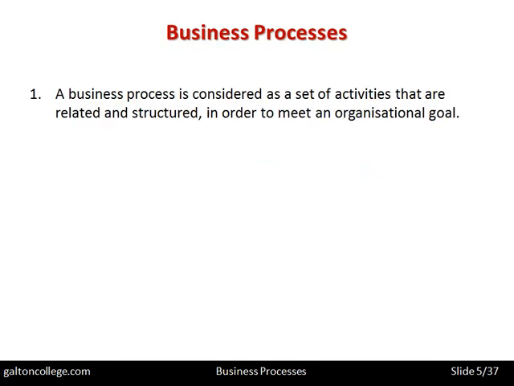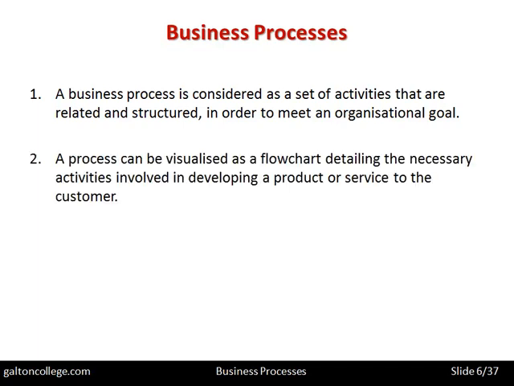A business process is considered as a set of activities that are related and structured in order to meet an organizational goal. So it's a set of related activities within a business, and they're structured and aimed at some specific outcome or some goal. And that's what we mean by a process.